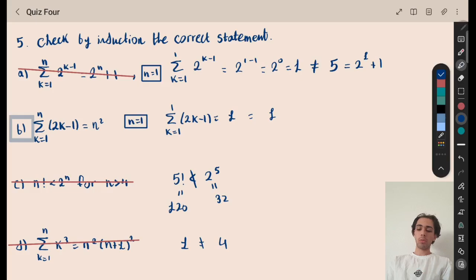So you assume it is true for some k, this statement, and you try to show that it is true for k plus 1. And it is very important that you always use your hypothesis. So if you don't use your hypothesis in the process, then you know that something is going wrong. But I'll leave that for you as an exercise.